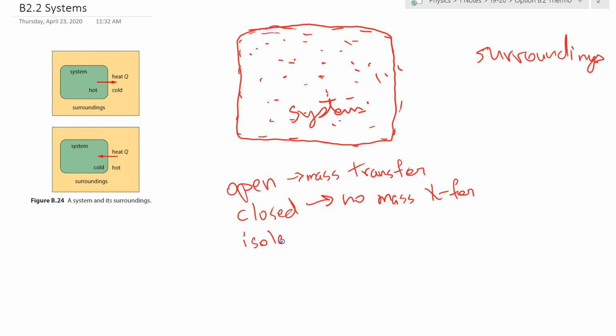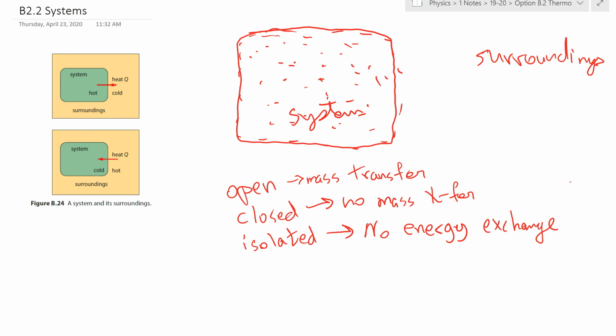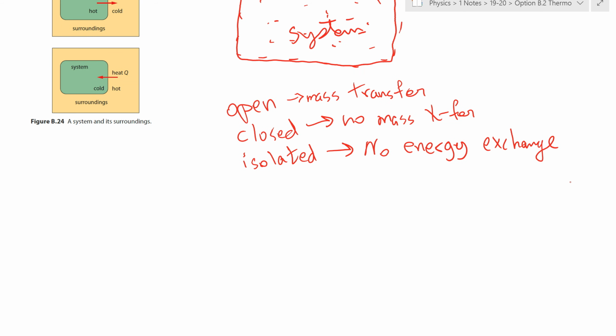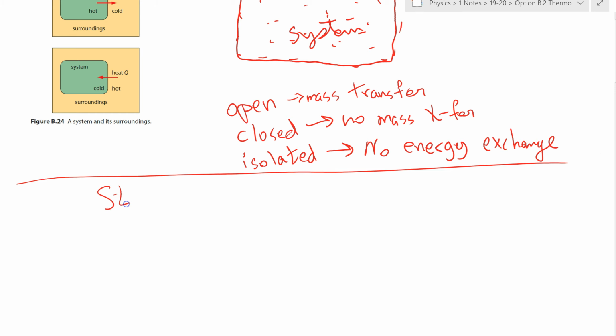Isolated means that no energy exchange happens. And there's not really a word for systems where energy does flow across the boundaries, because that's most systems. Okay, the only other thing in this section, 2.2, is a discussion of the state of a thermodynamic system and processes.